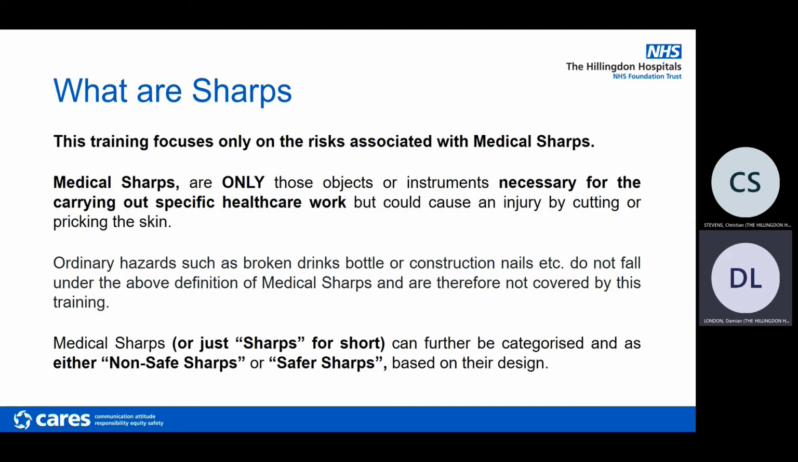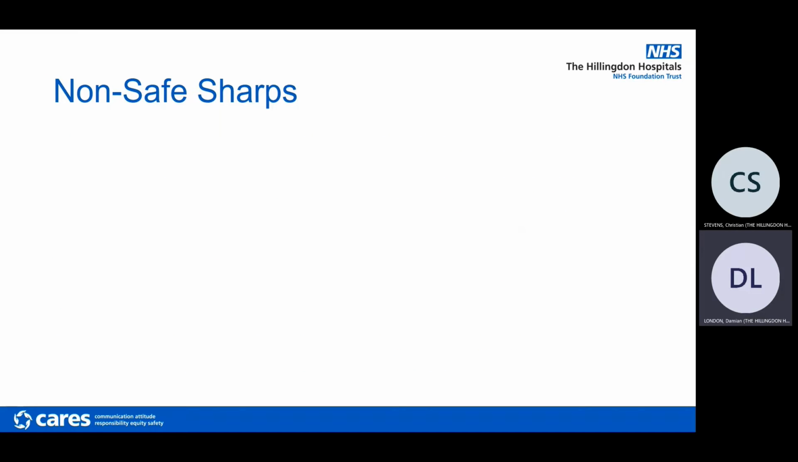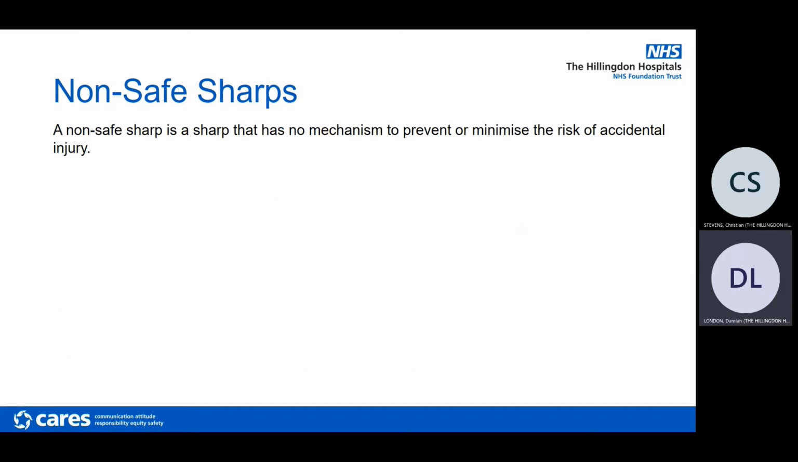Medical sharps can further be categorized as either non-safe sharps or safe sharps based on their design. So, what is a non-safe sharp? In simple terms, a non-safe sharp is a sharp that has no mechanism to prevent or minimize the risk of accidental injury. Below are some common examples that you would find across our trust that are considered non-safe sharps.